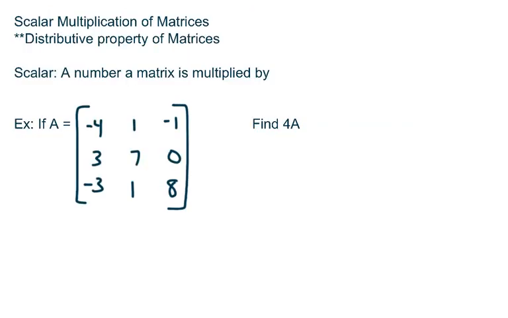We can do two types of multiplication with matrices. The first one I'm going to show you is really easy. It's scalar multiplication of matrices. Essentially, I think of this as the distributive property of matrices. A scalar is a vocabulary term. It's just a number a matrix is multiplied by.